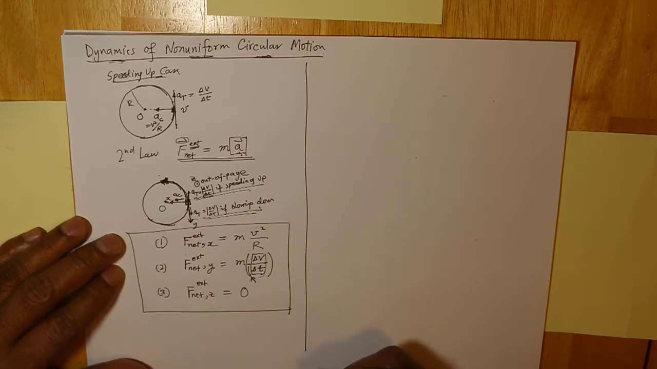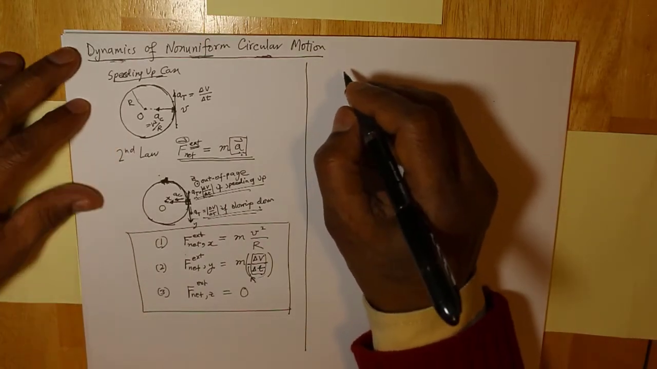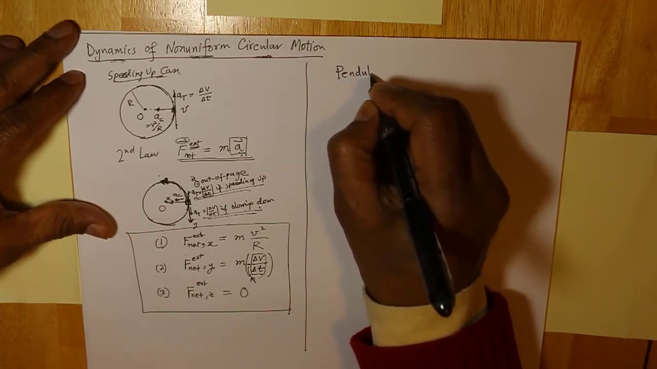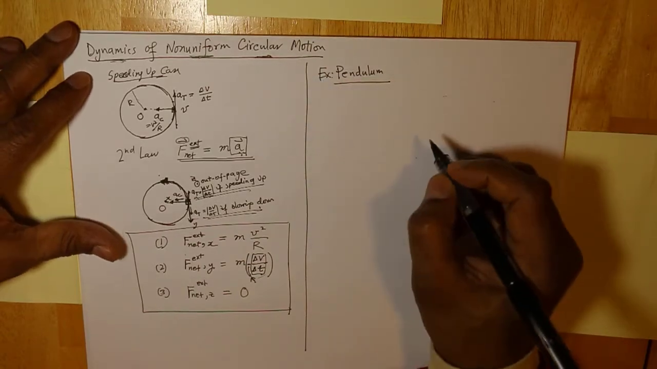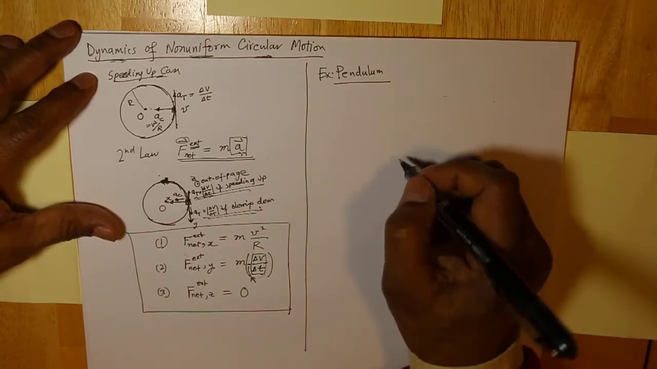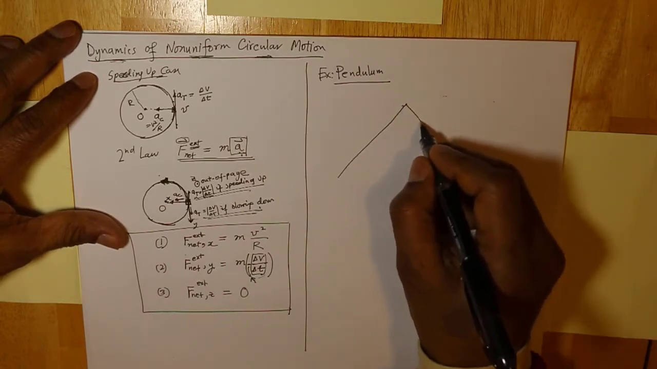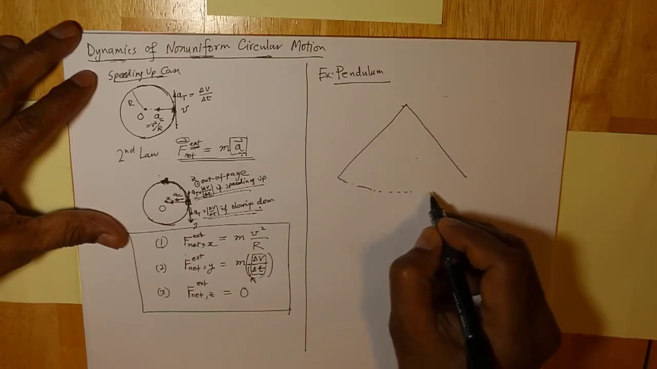Let's look at an example, and I feel like the simplest example would be a pendulum. There are only 2 forces in the pendulum, so it's very easy to think about. So say I have a pendulum which is moving in this circle.